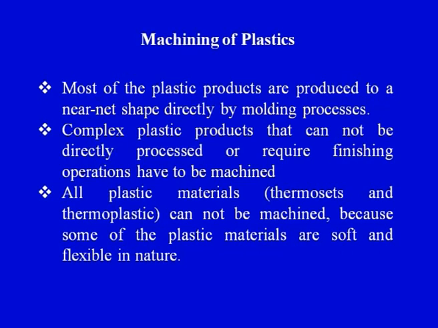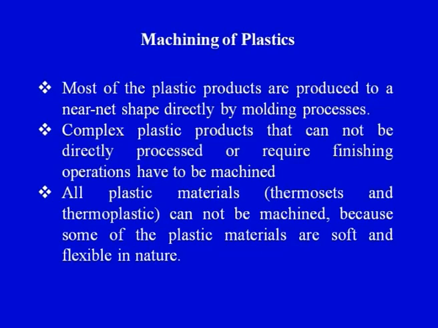So most of the plastic products are produced to a near net shape directly by the molding processes. So we have seen so many plastic parts manufacturing processes which are used to make plastic parts to a near net shape. So whatever products we see around us in our day to day life, most of the parts are processed by the various molding processes and they are used as produced. So no secondary operations are done on most of the plastic parts.